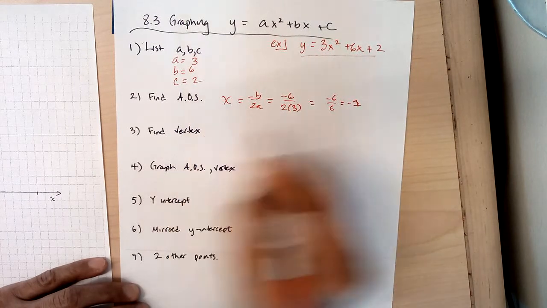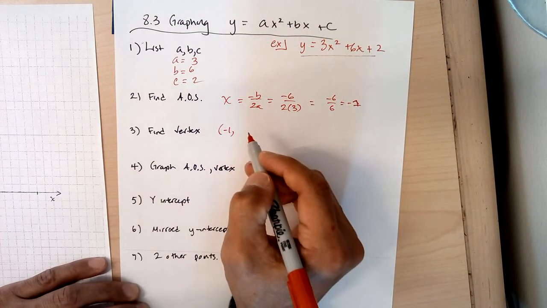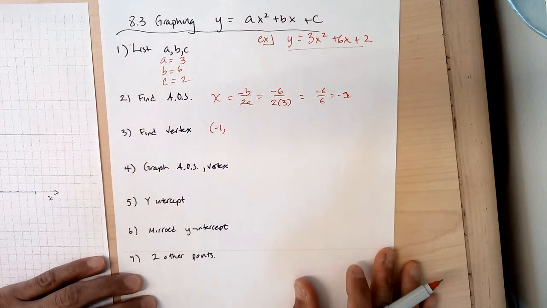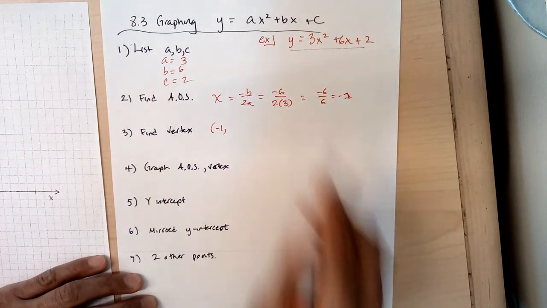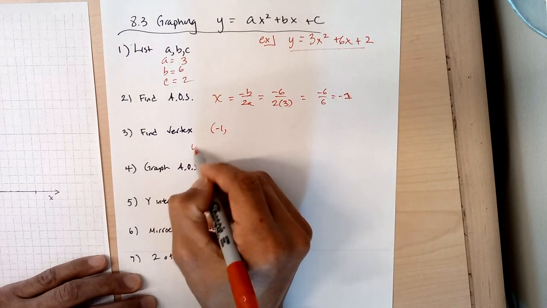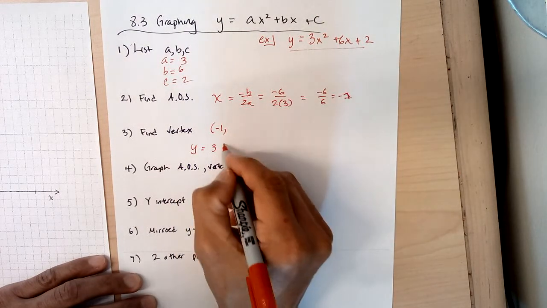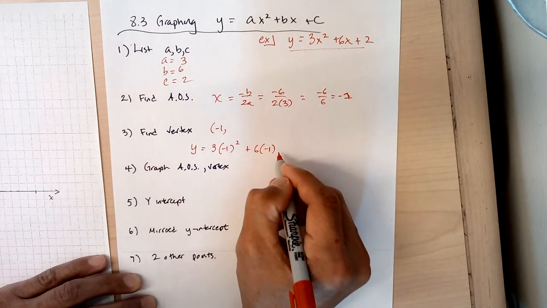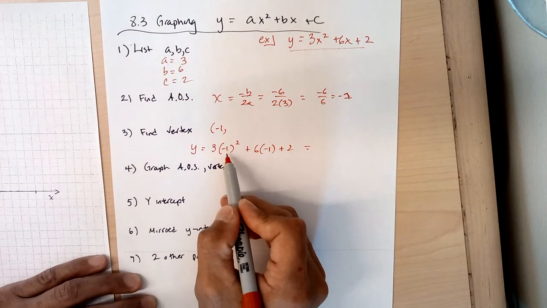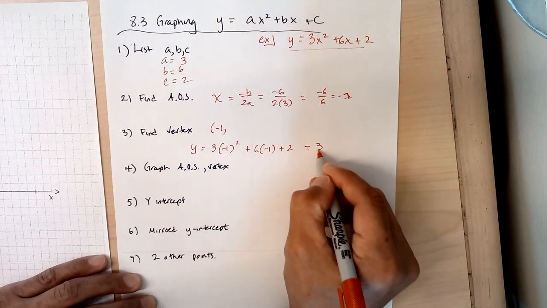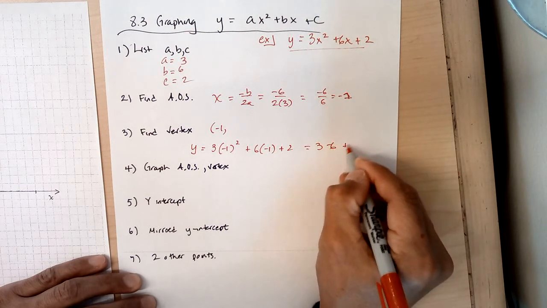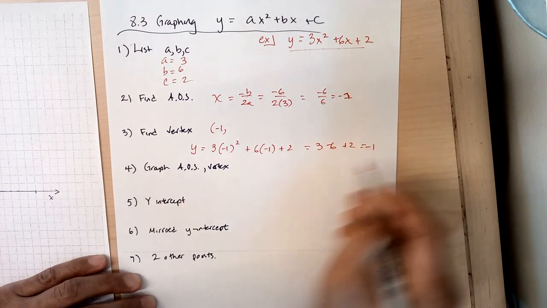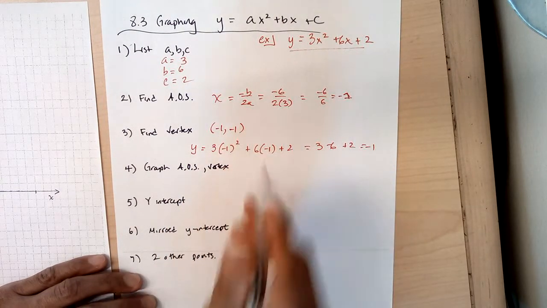Find the vertex. So the x-coordinate of the vertex is negative 1. The axis of symmetry and the vertex are always related. The axis of symmetry will always give you the x-coordinate of the vertex. So then to find the y-coordinate, I'm going back to this equation. y is equal to 3 times x squared, so 3 times negative 1 squared, plus 6 times x, so 6 times negative 1, and then plus 2. Then do the math. Negative 1 squared is 1, times 3 is 3, 6 times negative 1 is negative 6, and then plus 2. 3 minus 6 is negative 3, plus 2 is negative 1. So when x is negative 1, y is negative 1.